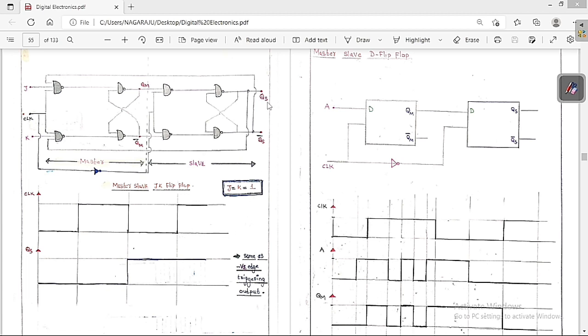Whatever this QS is, its output variation is going to act the same as a negative triggering output. Whenever there is a negative triggering, the output is going to change from 0 to 1 and 1 to 0. So it is acting the same as a negative triggering output. This is the point that you always have to keep in mind. So this is the master flip-flop and this is the slave flip-flop. And these are the points that you always have to keep in mind.